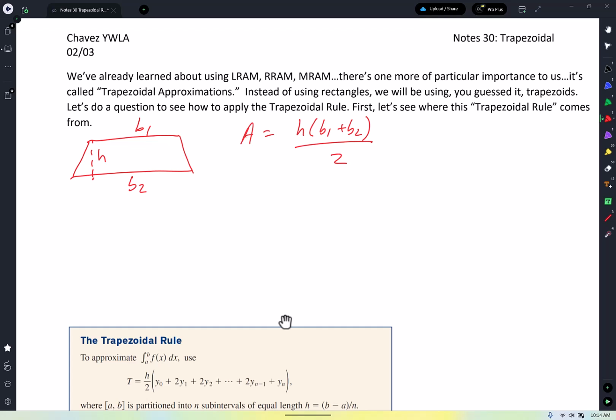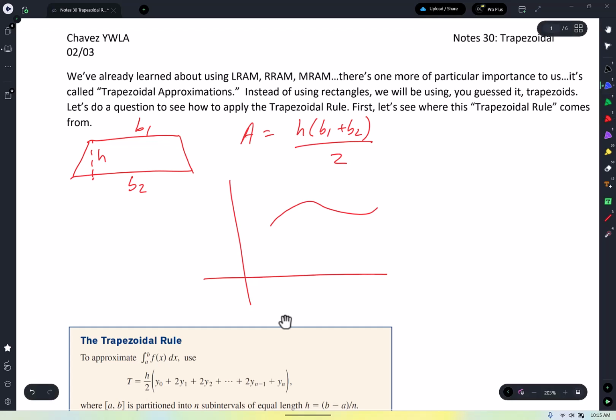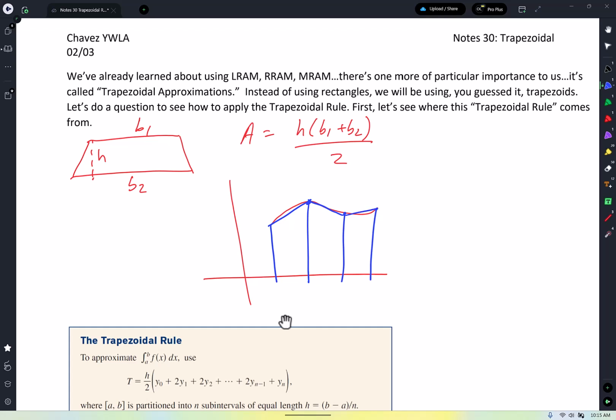So our trapezoids are going to look like this. We're going to have a curve, and let me go ahead and put the trapezoids in blue. Point here, point here, point here, and our trapezoid is going to look like that. So our height, quote unquote, is going to be our delta x. See? And our bases, y0, y1, y2, y3, are going to be these y values. Do you guys see that?